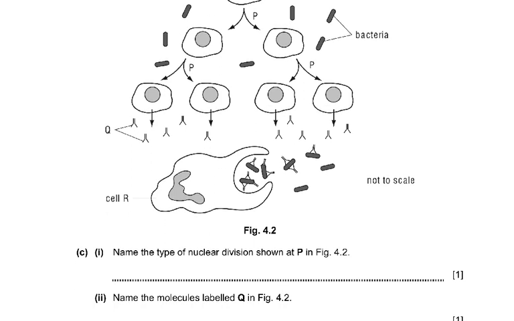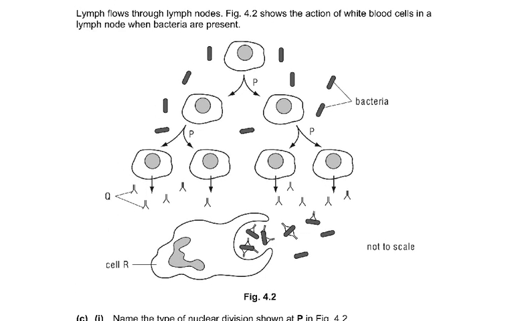So name the type of nuclear division shown in P. Of course, this is mitosis. Why? Because one cell is dividing into exactly genetically identical cells. So you can see this here, this is P here, divided into two. So this P had to be mitosis.